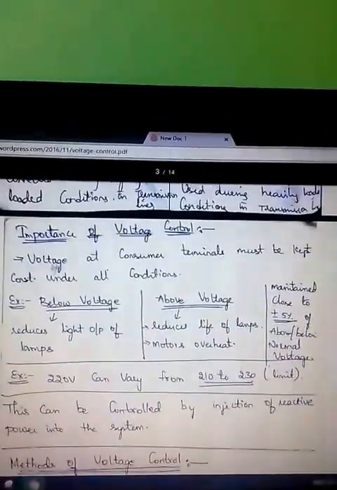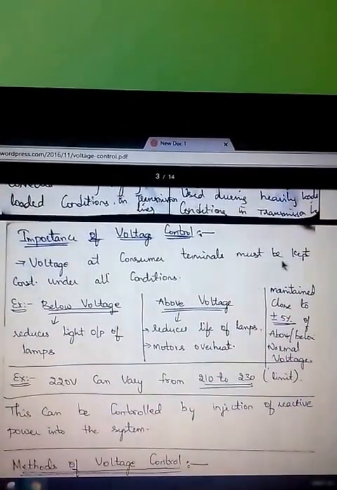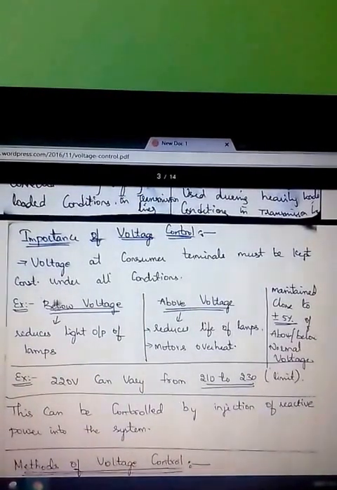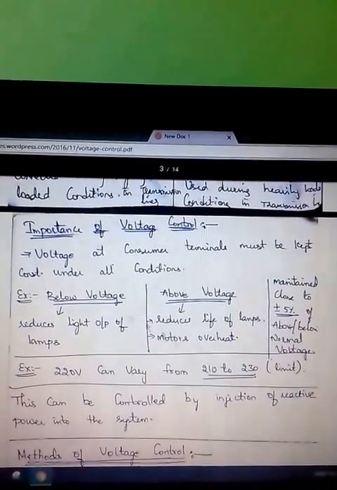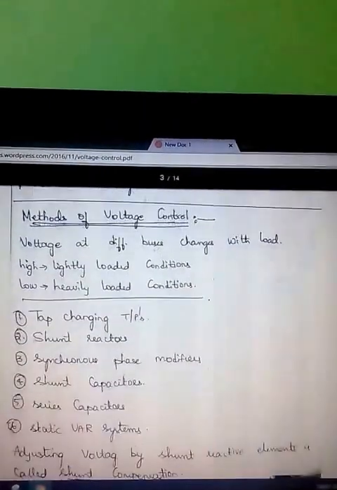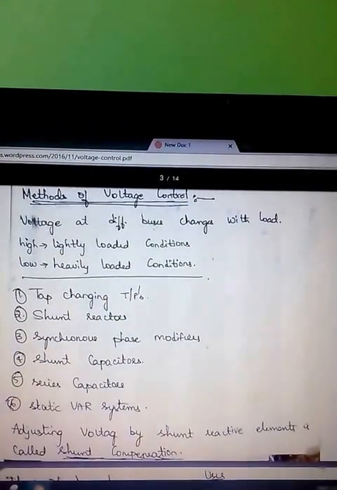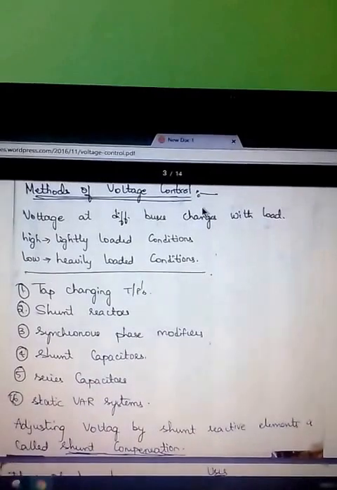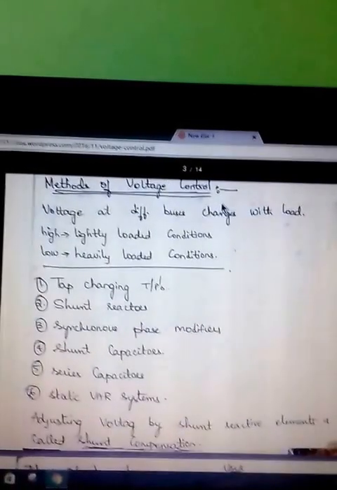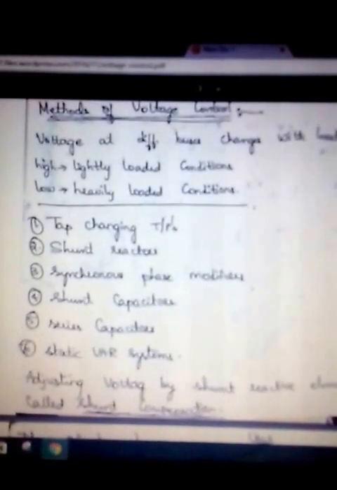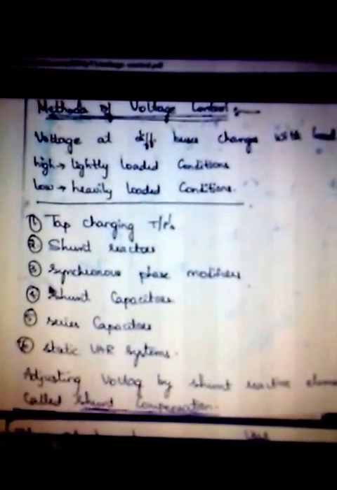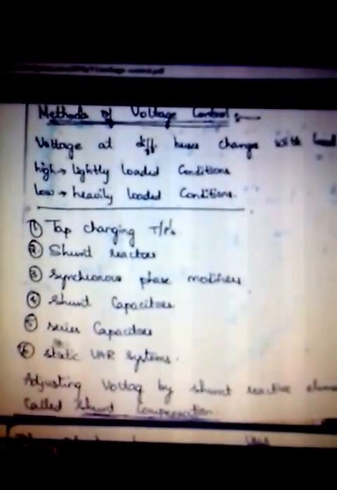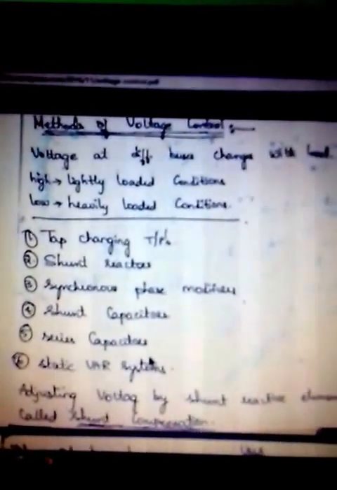So, the importance of voltage control: the voltage at the terminals must be kept constant under all conditions. If the voltage is very low, it reduces the light output. If the voltage is very high, it reduces the life of the lamps or motors. These are the methods of voltage control. The first one is the tap changing transformer, then shunt reactor, synchronous phase modifier, shunt capacitor, series capacitor, and static VAR systems.